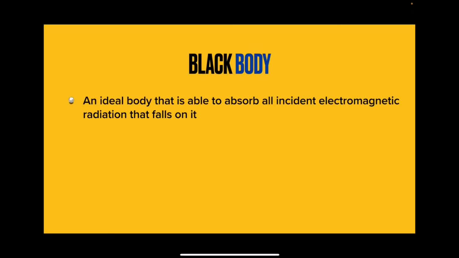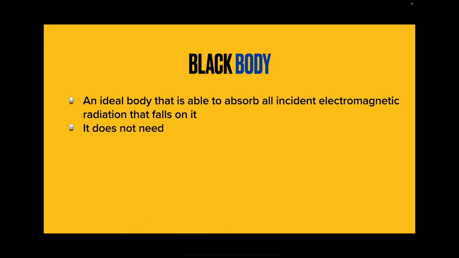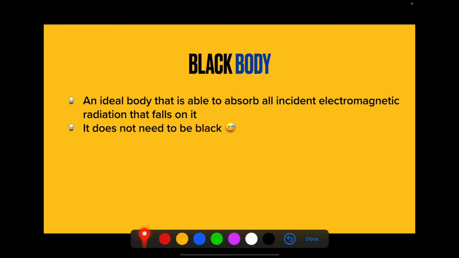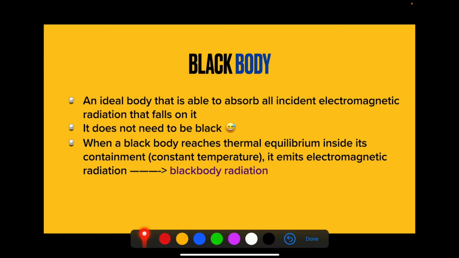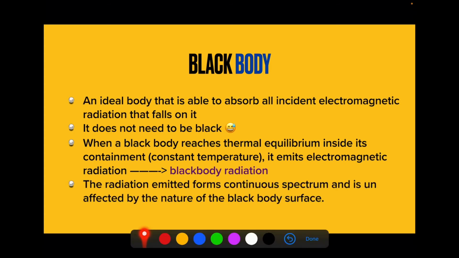Let's proceed to the black body. A black body is an ideal body that is able to absorb all incident electromagnetic radiation that falls on it. And a black body does not need to be black. When a black body reaches thermal equilibrium inside its containment, which means when it has a constant temperature, it emits electromagnetic radiation, which is also known as black body radiation. The radiation emitted forms a continuous spectrum and is unaffected by the nature of the black body surface.